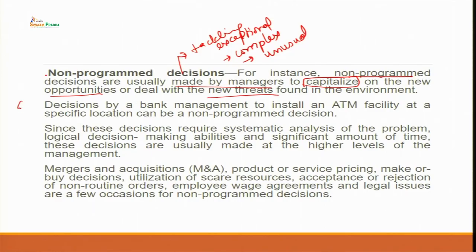For example, the decision by bank management to install an ATM facility at a specific location can be a non-programmed decision because the outcome is yet unknown.